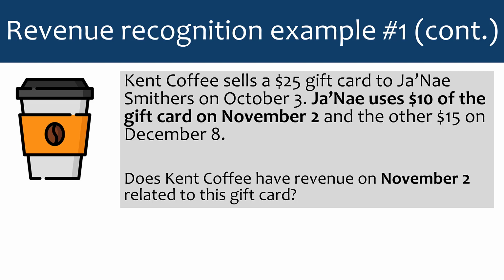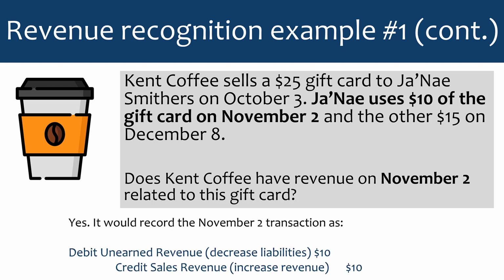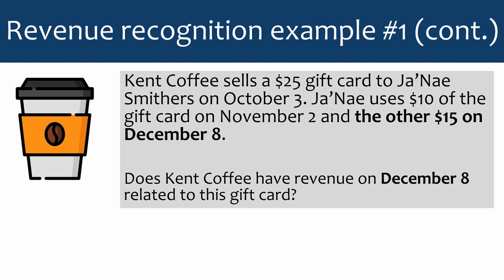Does Kent Coffee have revenue on November 2nd when Janae uses $10 of the gift card? What do you think? The answer is yes. Kent Coffee would have revenue on November 2nd for the $10 that she used. So Kent Coffee would debit unearned revenue, which decreases liabilities for $10, and it would credit sales revenue, which increases revenues for $10. Let's go on for one more question here.